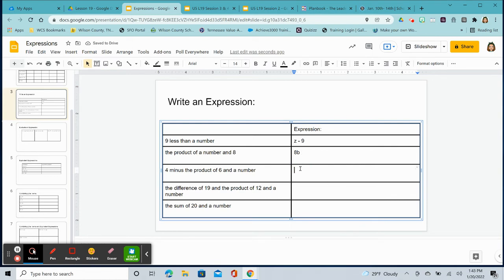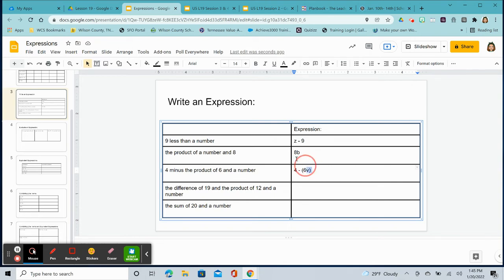I'm going to go over one more of these with you, and then you'll do the next 2 on a piece of paper. And again, if you have questions, please message me or ask when you return to school. 4 minus the product of 6 and a number. So 4 minus, a subtraction, and we're subtracting the product. And it's the product of 6 and a number. So again, that's a number being multiplied by an unknown. So we would write it like this, and you don't have to include the parentheses on that one. So try the next 2 on your own.